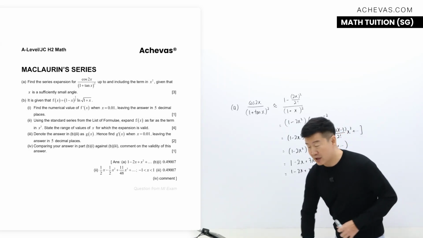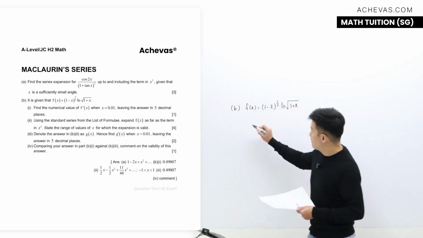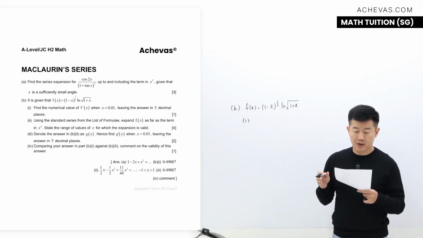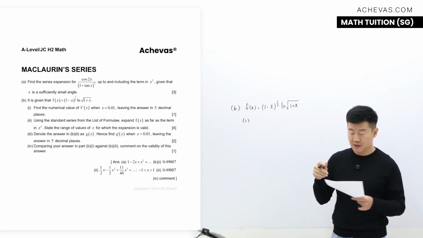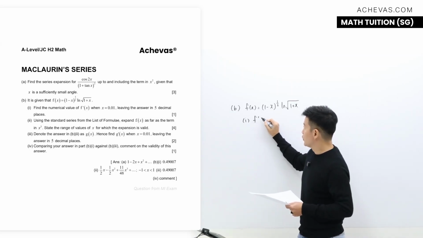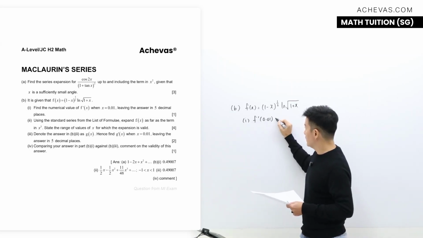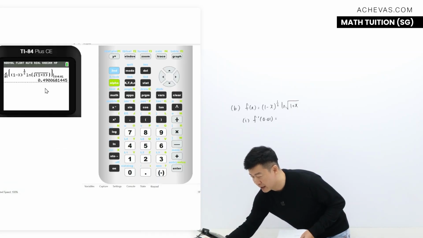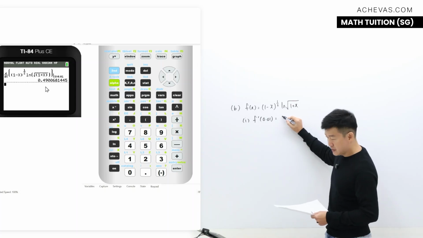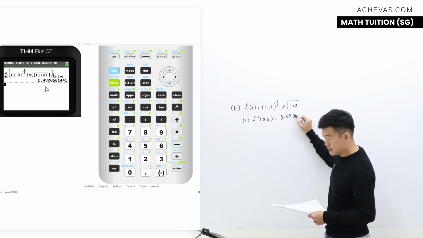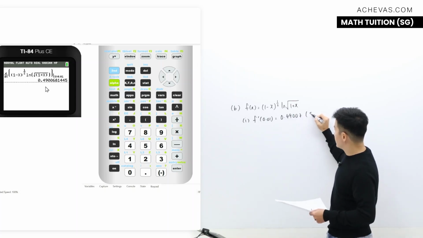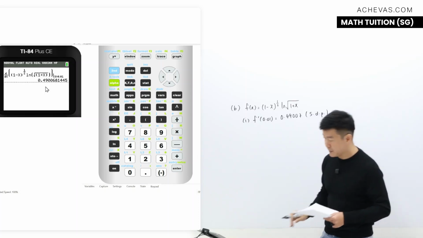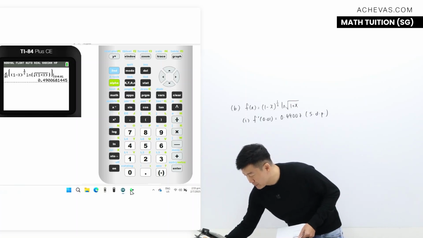Let's take a look at part B together. In B part 1, we are supposed to find the numerical value of f prime x when x is equal to 0.01. So we're going to be trying to press this into our calculator. And if I make use of my calculator, pressing it in, we will have this. So based on this, my answer is going to be 0.49007. And this is to 5 decimal places. This is for part 1. Let's take a look at part 2.